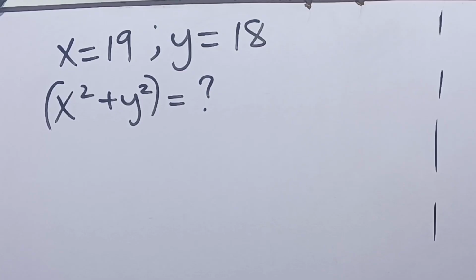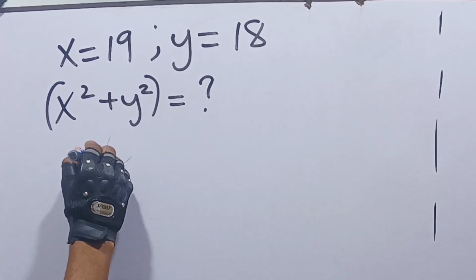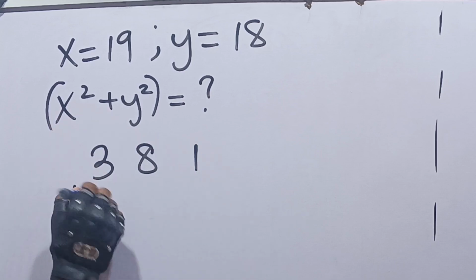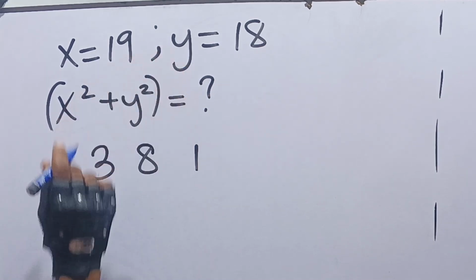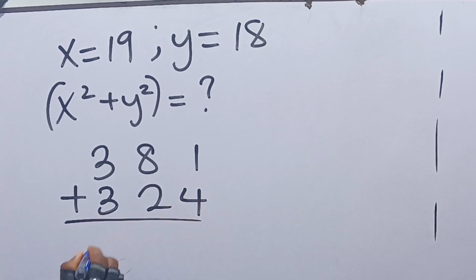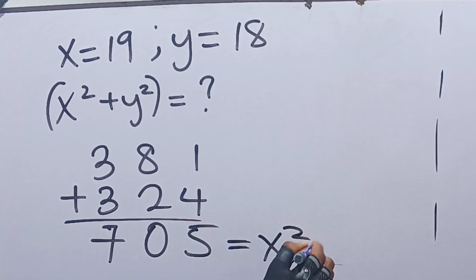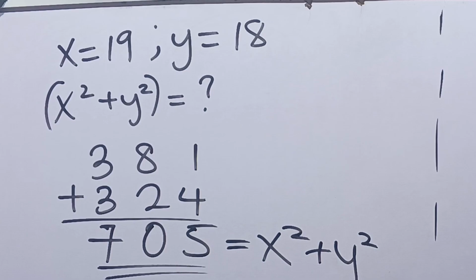Solving for x squared and y squared. Since x is 19 and y is 18, we can now say that our x squared is 361. That's 19 squared. Plus 18 squared is 324. Now this is equal to 685. And this is our x squared plus y squared. So our answer is 685.